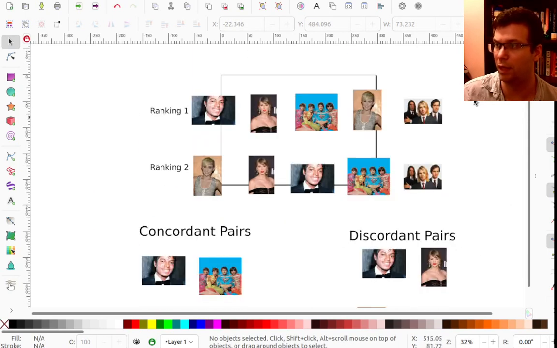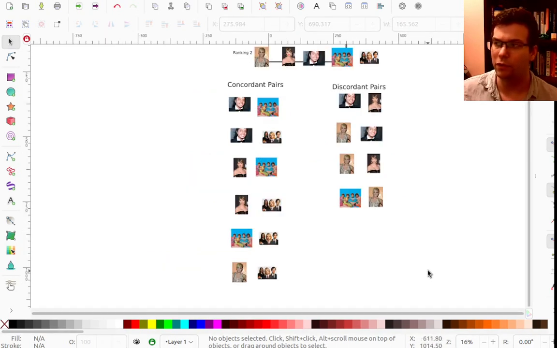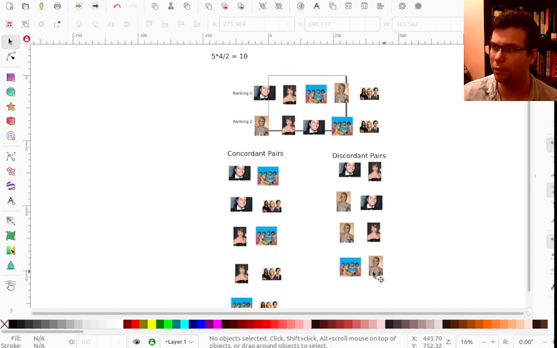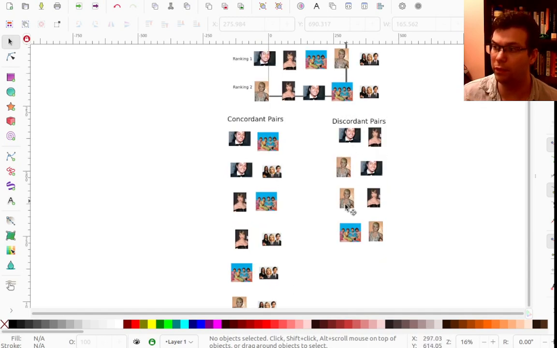So I'm going to then do Taylor Swift versus Beatles, Taylor Swift versus Miley Cyrus, Taylor Swift versus Nirvana, Beatles versus Miley Cyrus, Beatles versus Nirvana, and Miley Cyrus versus Nirvana. So let me sort all those and fast forward for a second. Okay, so finishing up here, there were 6 pairwise elections that they agree on, and there are 4 that they don't.